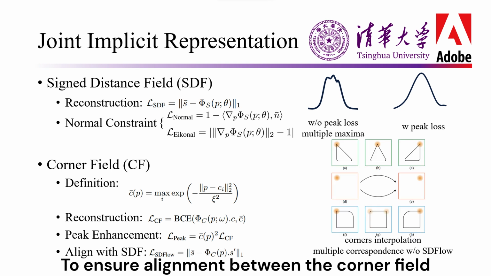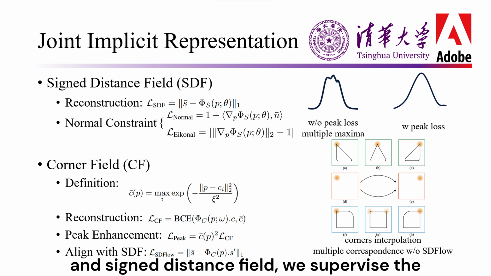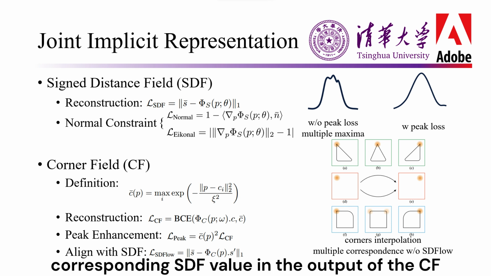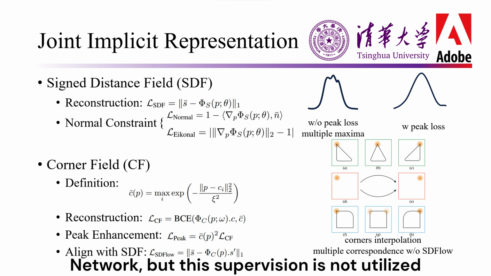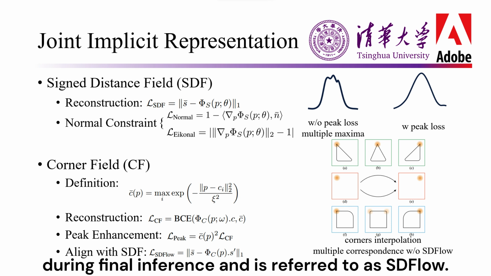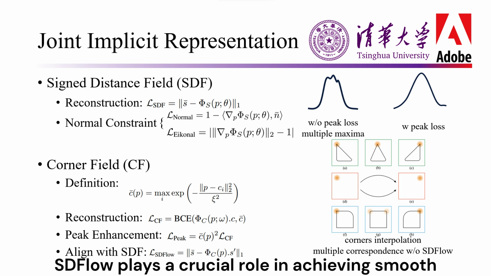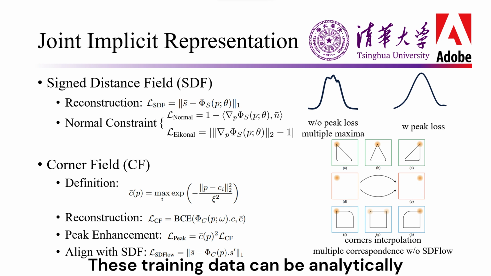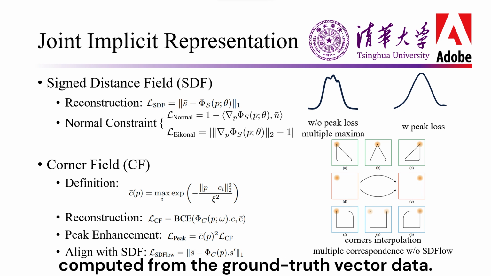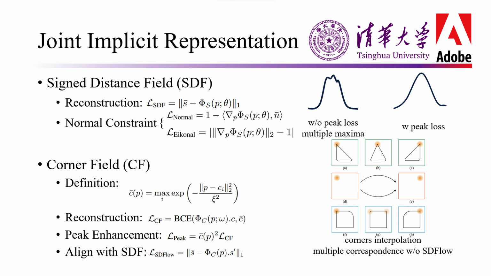To enhance the field strength around the corners and prevent multiple maxima in local regions, we introduce a peak loss. To ensure alignment between the corner field and signed distance field, we supervise the corresponding SDF value in the output of the CF network, but this supervision is not utilized during final inference and is referred to as SD flow. SD flow plays a crucial role in achieving smooth interpolation. These training data can be analytically computed from the ground truth vector data.